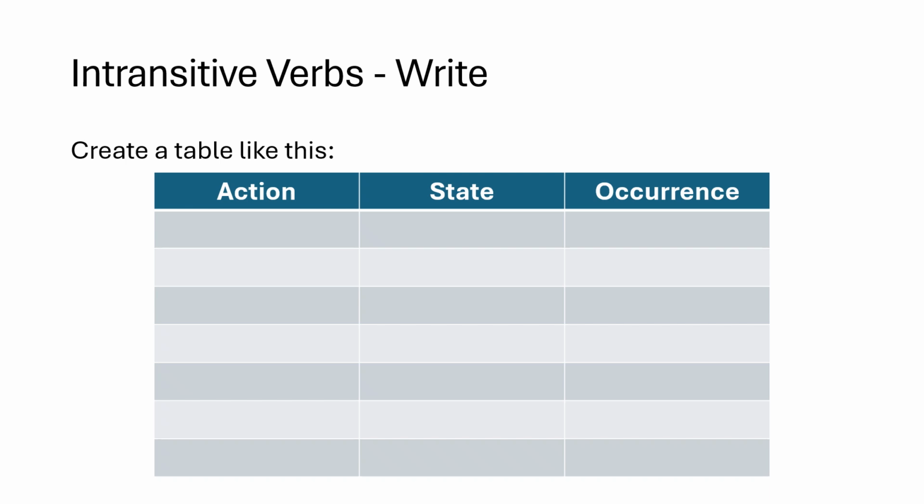Now we will write some intransitive verbs. Create a table like this. 3 columns and 8 rows. At the top of each column, write the type of verb: action, state, occurrence.